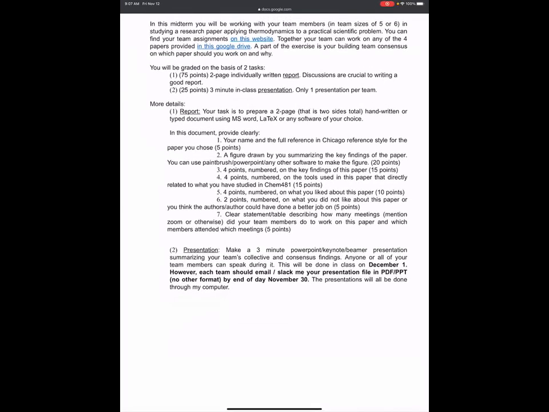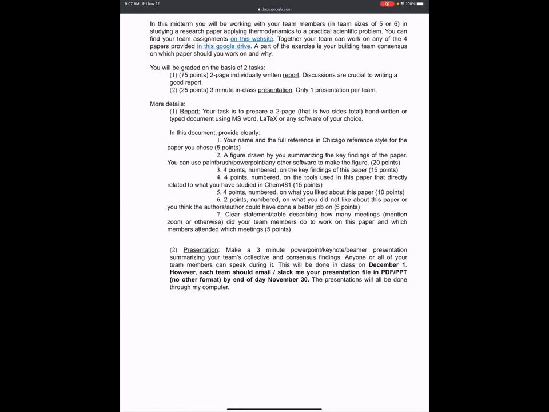You can look up the meaning of Chicago reference style. You have to make 1 figure. This is also where students ask questions. A figure does not mean a square box with a bunch of text written inside it. Okay, that's not a figure. You can have some text in it, but it's a schematic that explains the key ideas. You can have some equations, you can have some text, but the more pictorial it is, the better it is, okay? And you should have 4 points numbered.